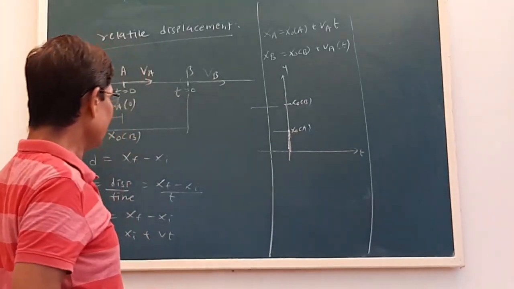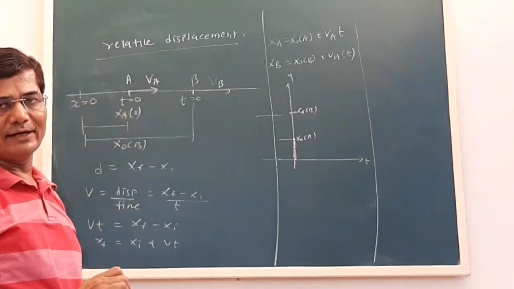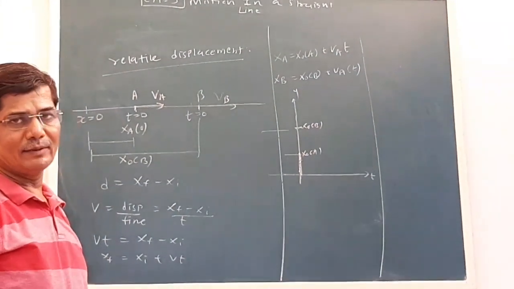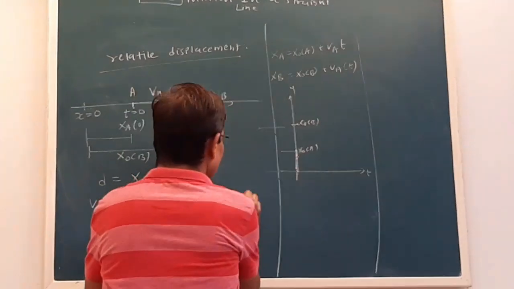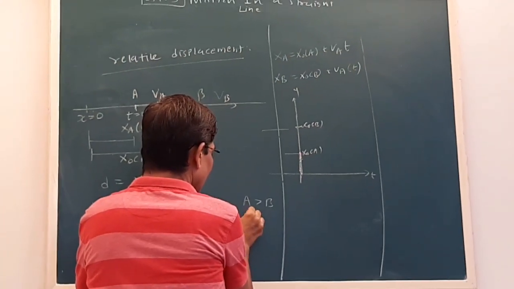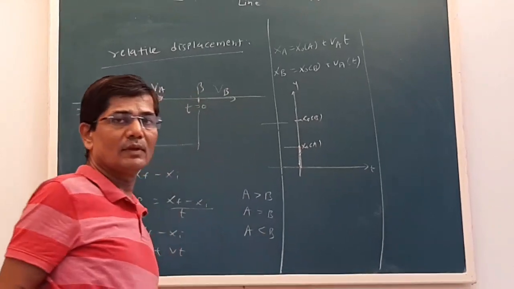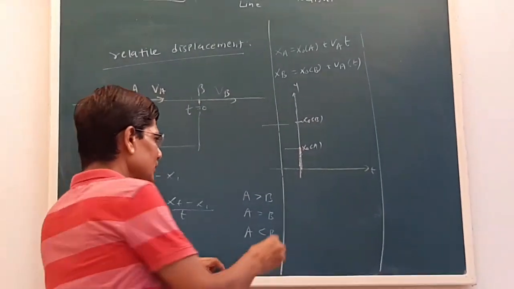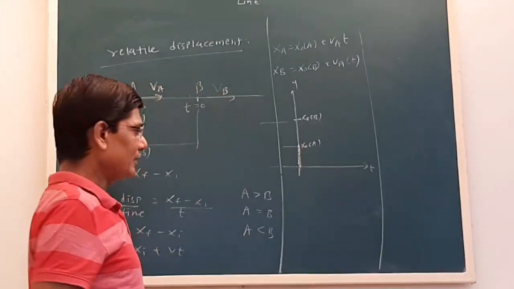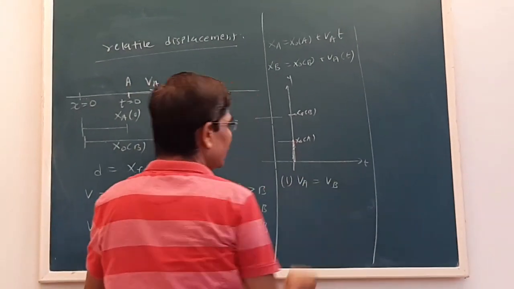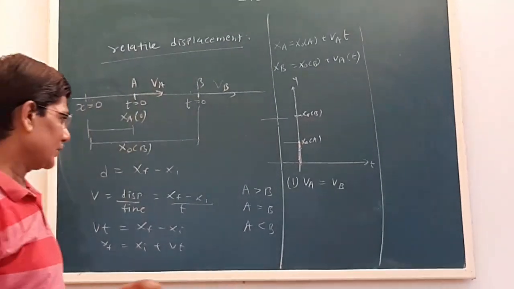Now see, we have studied inequality. For any two numbers A and B, there are three possibilities. A is greater than B, A equal to B, A less than B. Okay. Now we take the first case. In the first case we assume that VA is equal to VB. Let us say both move in the same direction.